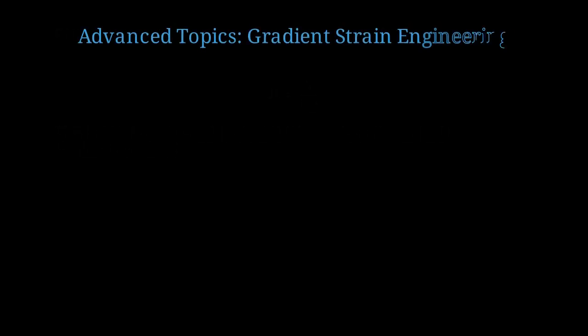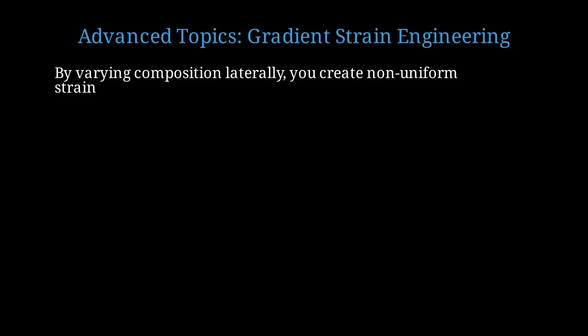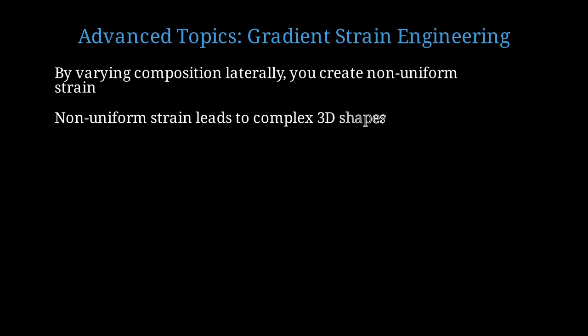More complex geometries require numerical simulation. Let's touch on some advanced topics. Gradient strain engineering allows even more control over the final shape. By varying the composition or thickness laterally across the membrane, you can create non-uniform strain distributions. This leads to complex three-dimensional shapes upon release. You can program saddle shapes, helices, or other Gaussian curvature geometries.